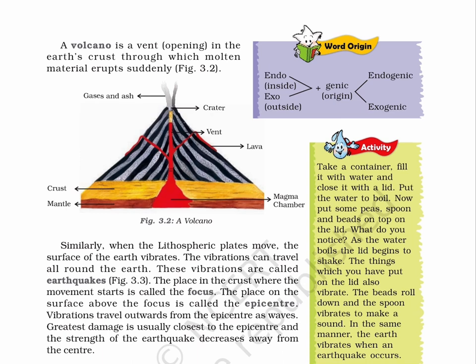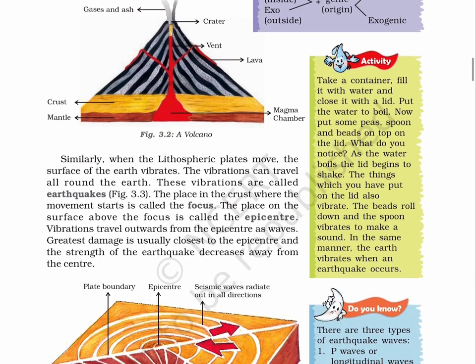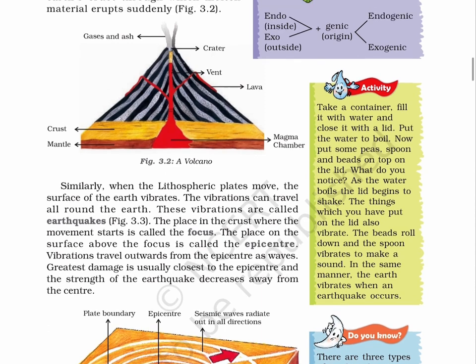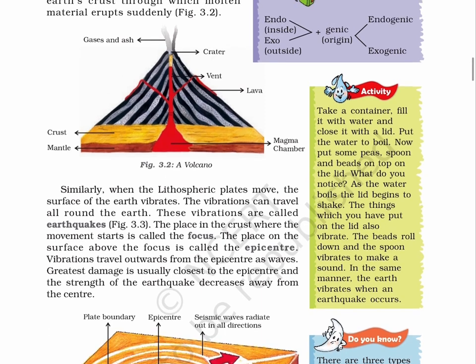Also, we have a section about word origin. Endo means inside, exo means outside. So, combining these with genic, genic means the origin, we get the two words endogenic, exogenic. There's another column for an activity. Take a container, fill it with water, and close it with a lid.